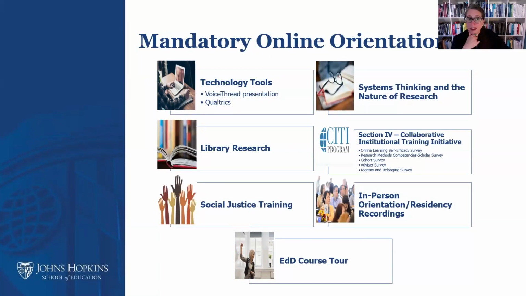So with the mandatory online orientation, we have modules. We have modules on technology tools that we use here in the program, on library research. There's some social justice training. There's some systems thinking and nature of research. We also have the Collaborative Institutional Training Initiative, which is necessary for any students who want to do a scholarship of discovery and collect empirical data. We have, again, the in-person orientation and residency, usually the third week of July for two days. For those who cannot attend in person, we provide recordings of all of the events. And finally, there's an EdD course tour at the end.